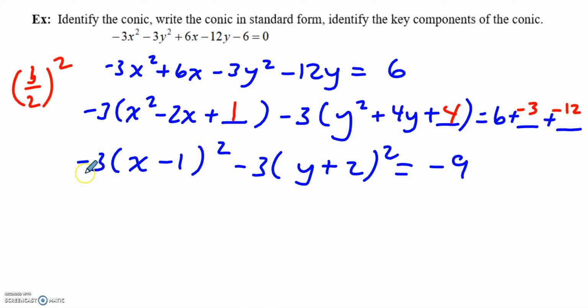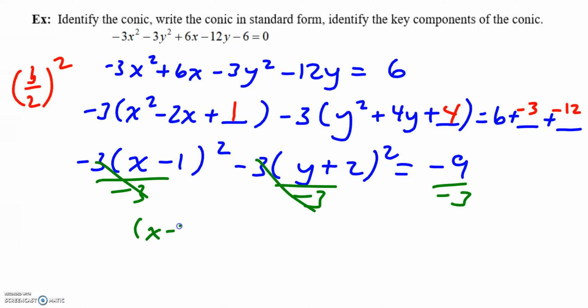I notice now that I have these negative 3's in front, so I'm going to divide everything by negative 3. And so if I do that, I would get x minus 1 squared, now plus negative divided by negative, y plus 2 squared equals positive 3. Yay, we got rid of the negative over here. That's lovely.